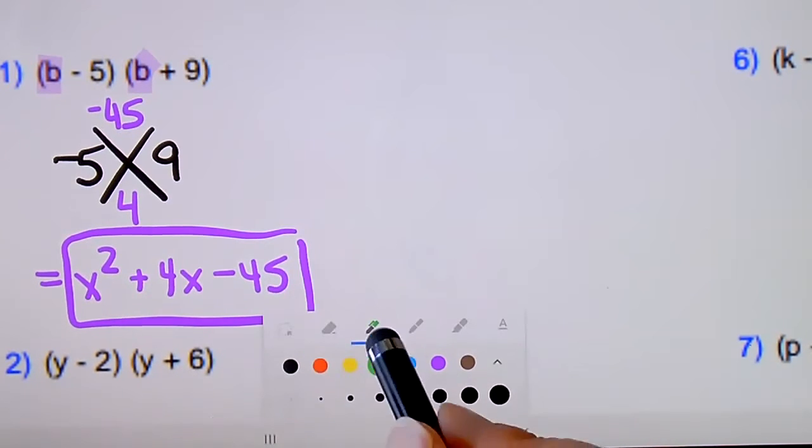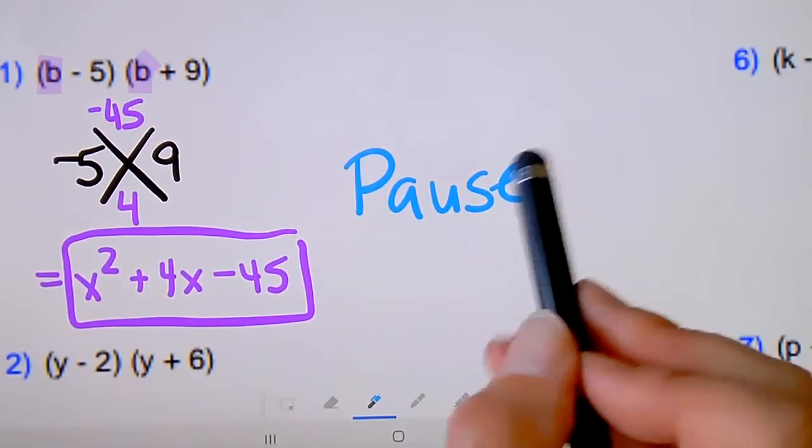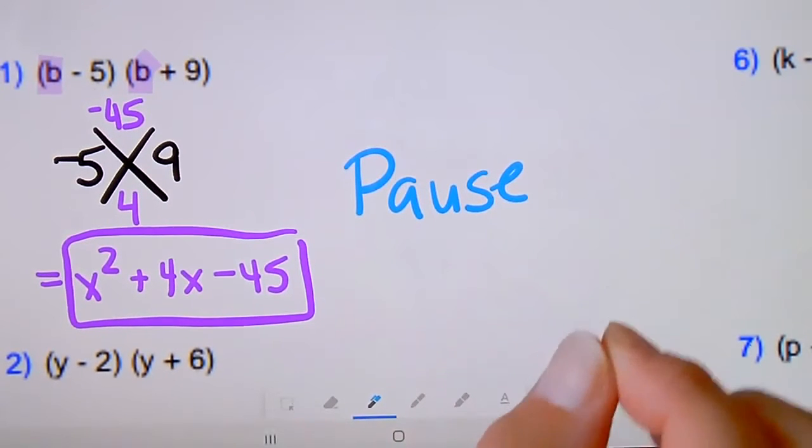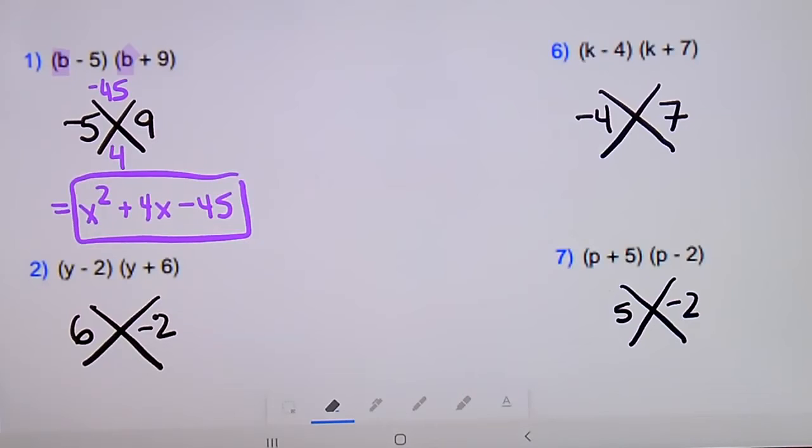So right now I'm going to write the word pause. I want you guys to pause the video right now and try these problems. Okay, and then I'll be back and we'll check your answer.